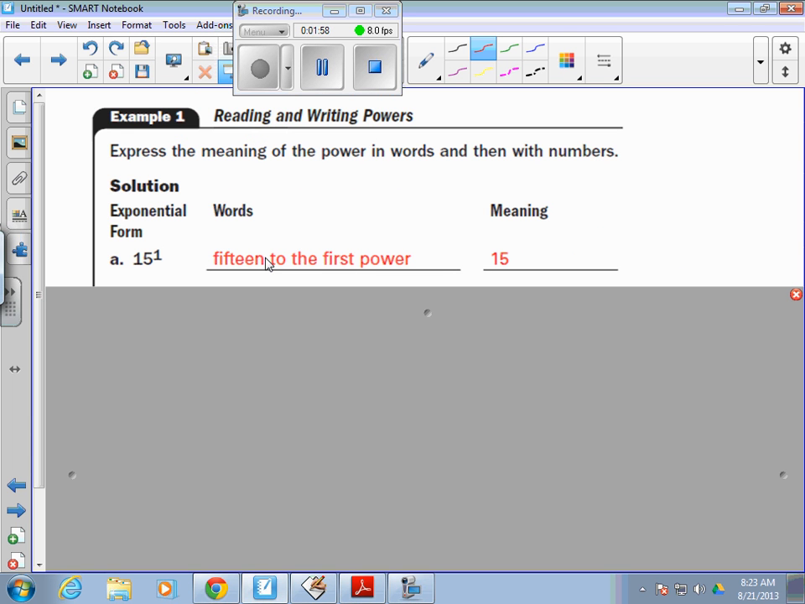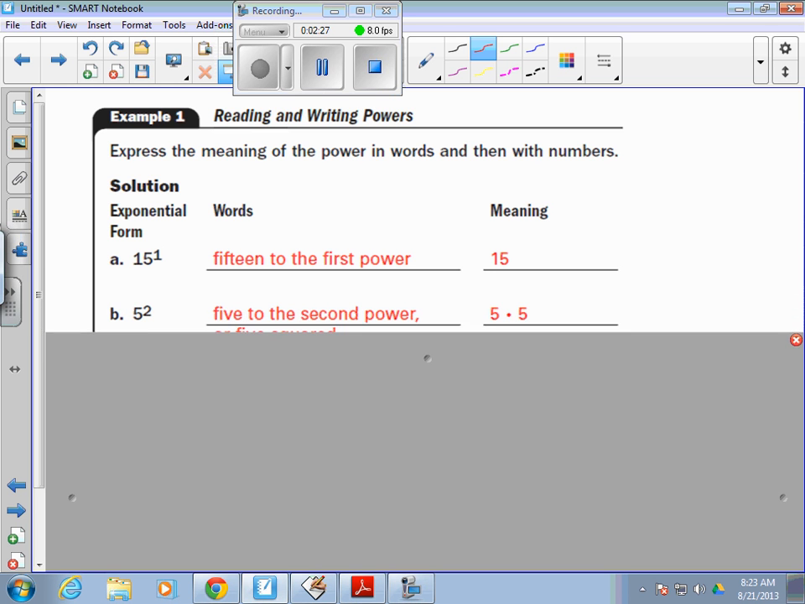Example number 1 says express the meaning of the power in words and then with numbers. The first one says 15 with an exponent of 1. You don't read it like that. I'm just reading it like that because that's the way it's written up here. You read it as 15 to the first power. The meaning of it is 15 times itself only one time. 15 to the first power.